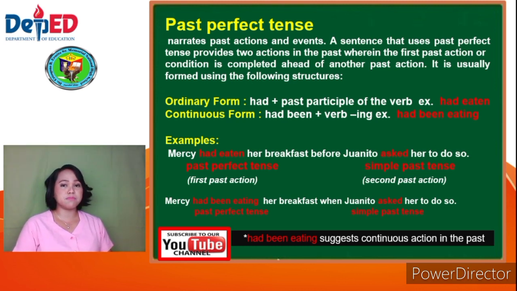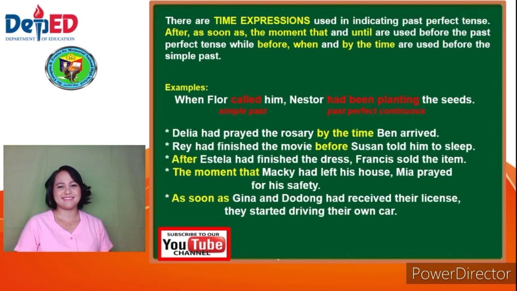eaten her breakfast before Juanito asked her to do so. So the had eaten is the first action, which is the past perfect tense. And asked is the second past action, and it is the simple past tense. Second, Mercy had been eating her breakfast when Juanito asked her to do so. Had been eating is in past perfect tense, and asked is in simple past tense. Note that had been eating suggests continuous action in the past.